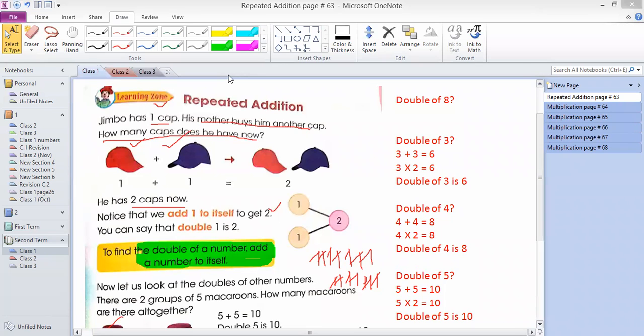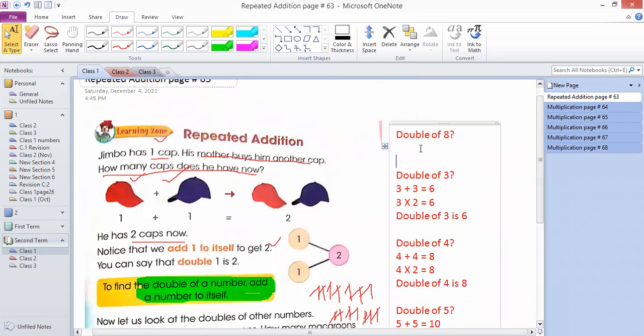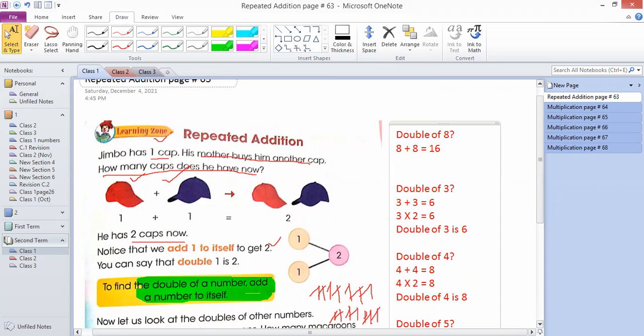Yes, Hamza. Double of 8. What is the double of 8? 16. How do you know? 8 plus 8 equals 16. That's very good. Is there any other way to find out the double of 8? 8 multiplied by 2 equals 16. That's very good. Thank you.